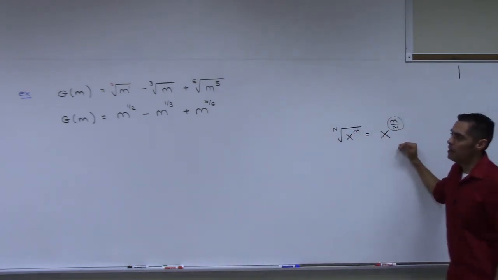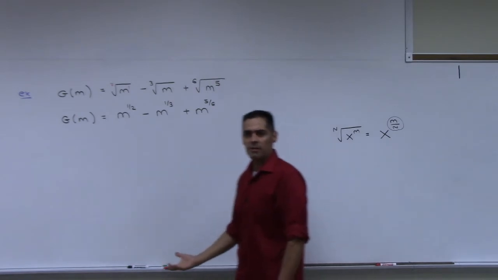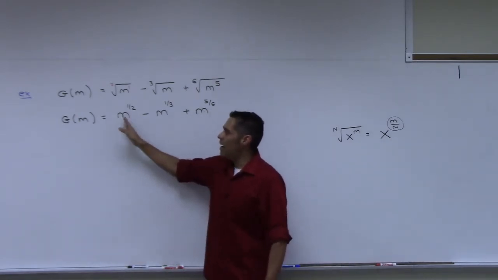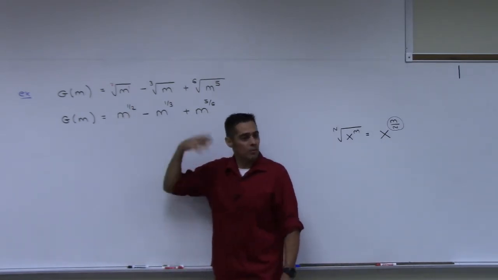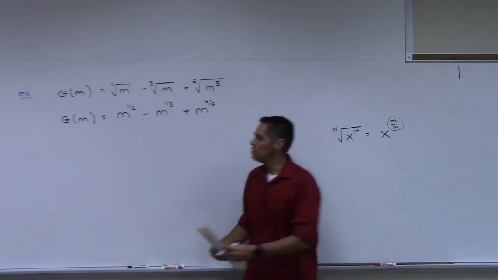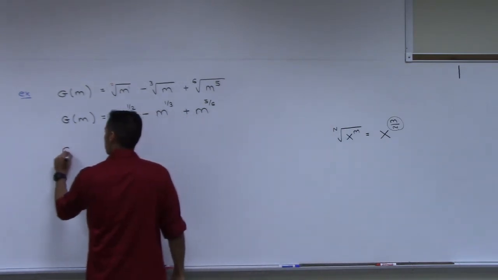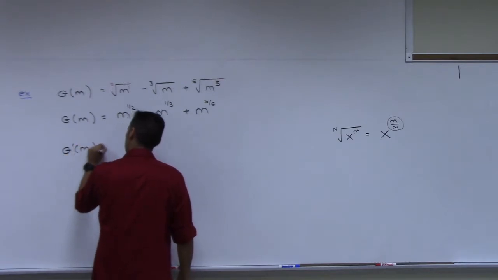All right? Now we are at a point where we can take a derivative. It's not x to a power, it's m to a power, but the rule still applies. So y'all ready for the derivative? G prime of m. Here we go.